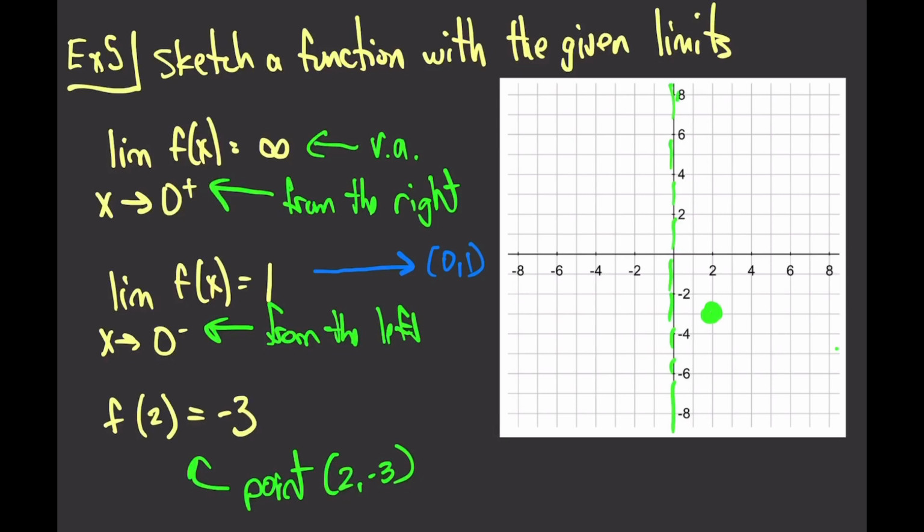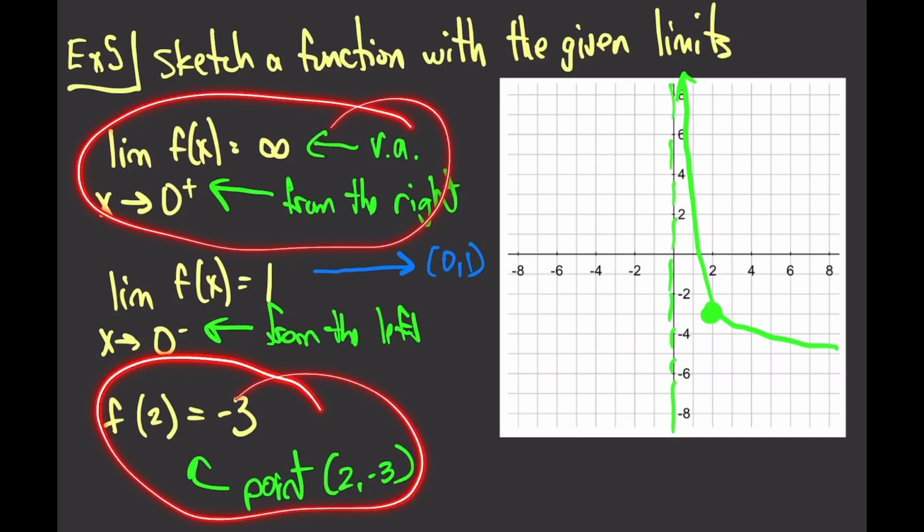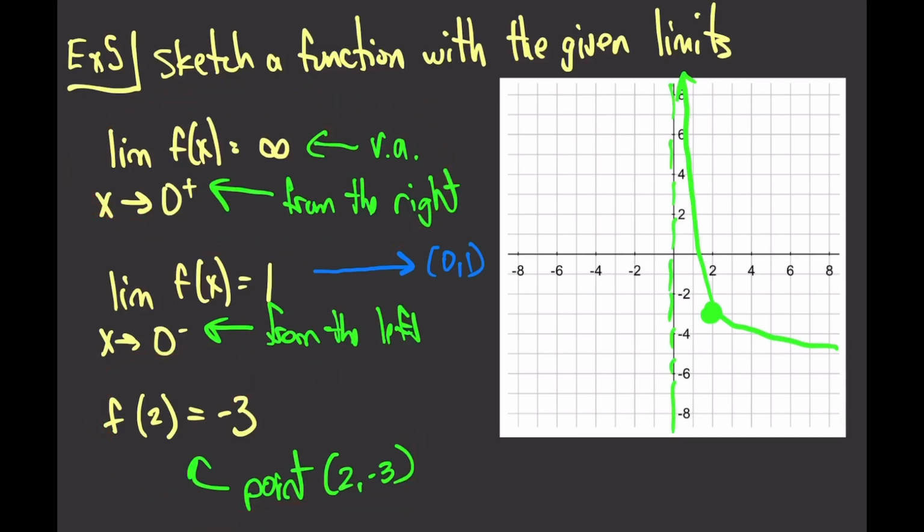And just remember, I'm coming from the right. I'm going to go through that coordinate, and the y is going to go up to infinity. So what I've just done there is I've taken care of this limit and this point. Now all it's left to do is take care of this limit from the left. I've got to point to 0, 1. So coming this way, I just have to point to 0, 1 right there.